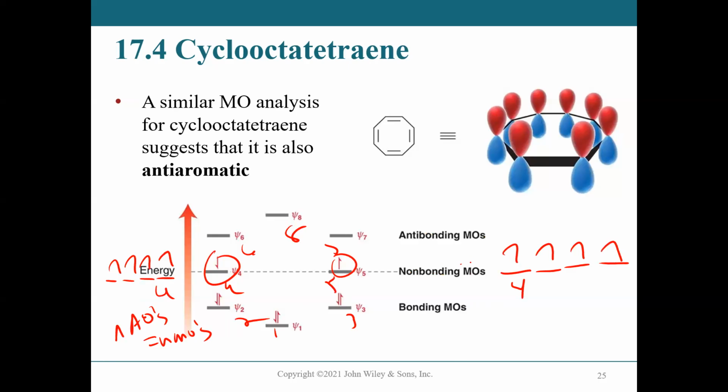And you just start filling the electrons in. So you have a total of 8 electrons, right? So you just start filling them in. This is your MO diagram right here. You have 2, 4, 6, 8. We see that we have some in our non-bonding molecular orbitals.